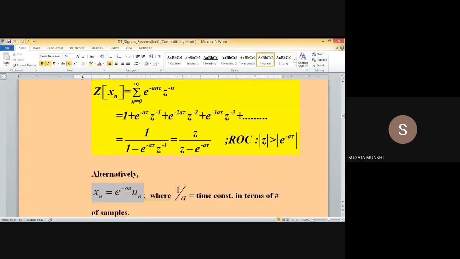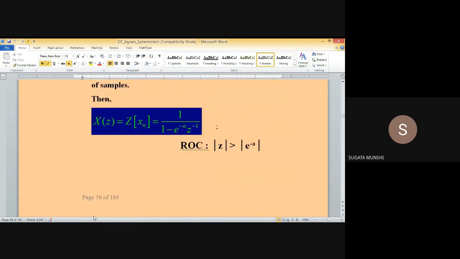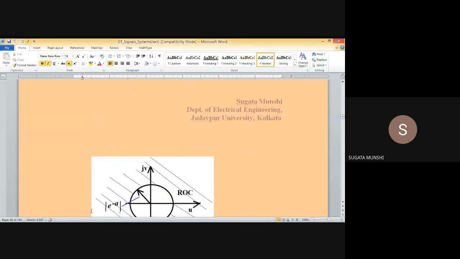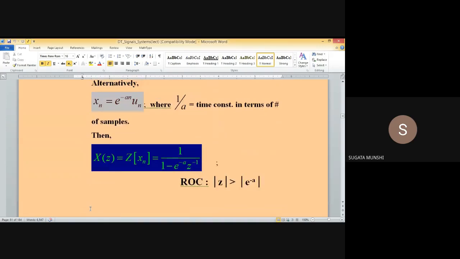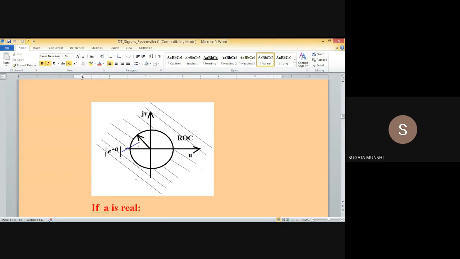Anyway, so here is the expression for the Z transform, if you absorb tau within A. That is the expression for the Z transform. In this case, the ROC will be the magnitude of e to the power minus A. You draw a circle with center at origin in the Z plane, with radius magnitude of e to the power minus A. So ROC is the entire exterior of this circle.